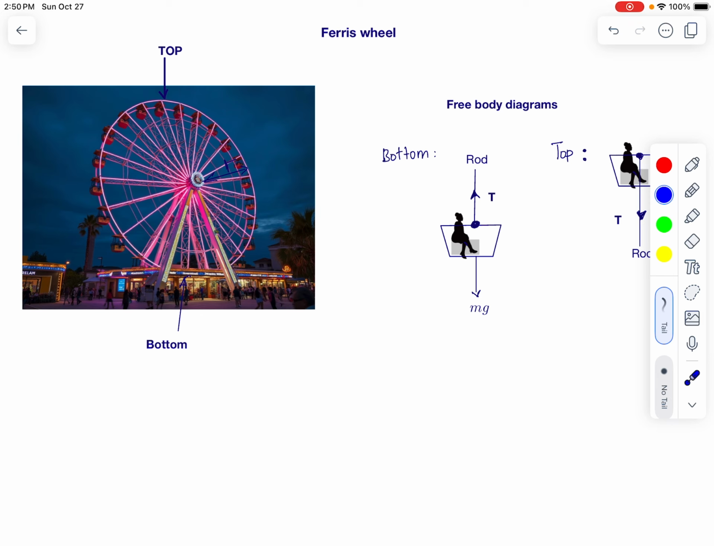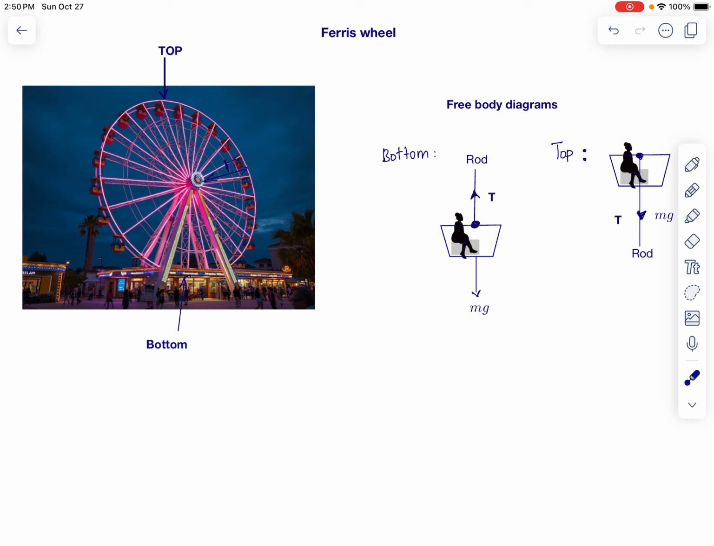But the question is, do you wonder about whether the Ferris wheel is strong enough, and what are the forces that are experienced by the Ferris wheel in moving people from the bottom to top and back? So that's the thing that we'll look at today.